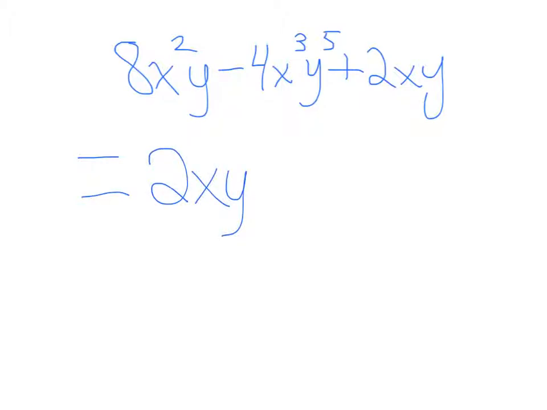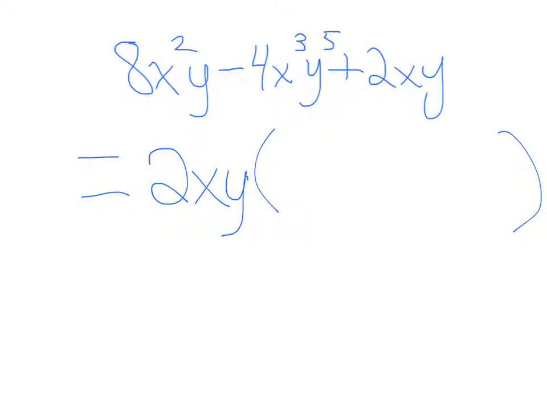2xy. The reason being 2 is the greatest common factor of 8, negative 4, and 2. X is the greatest common factor of x squared, x cubed, and x. And y is the greatest common factor of y to the fifth, and y. Now to factor it, you have to multiply it times what would be left.